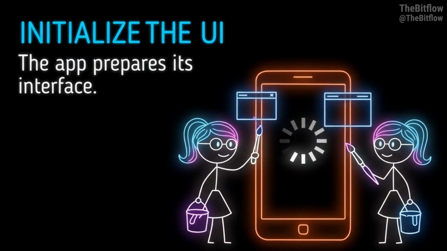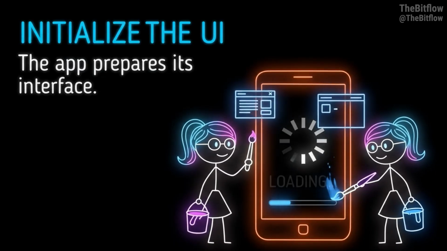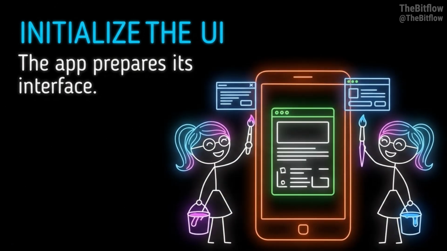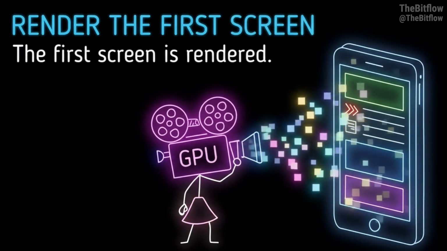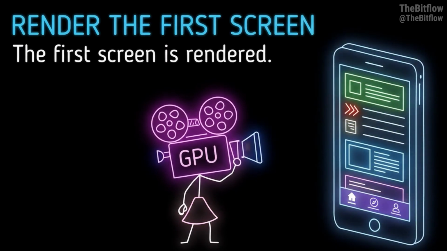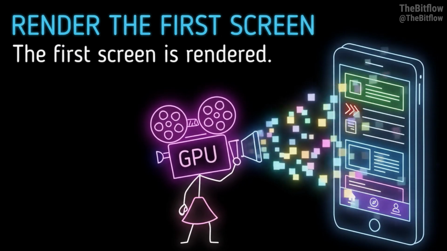The app begins building its user interface. Buttons, menus, icons, images, and layouts are prepared to create the screen you'll soon see. The graphics processor, or GPU, renders the first screen. It draws all the visual elements and sends the finished image to your display. This is the first thing you actually see.